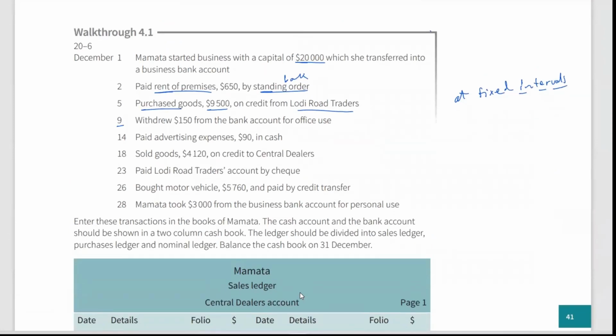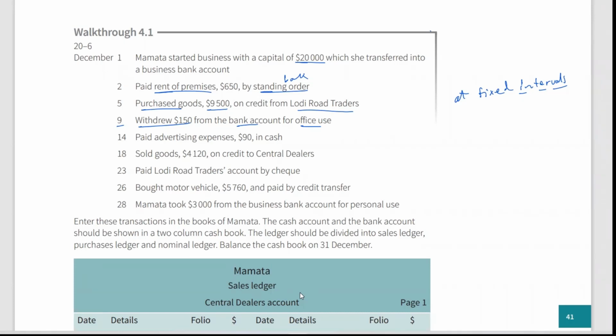Number 9, on 9th December, withdrew $150. Withdraw doesn't mean drawings necessarily. It is for office use. It's not for owner's use. So withdrew $150 from the bank account for office use. Now, again, what's going to happen here is you may think two accounts that are involved are bank and office. No. There's no such account as office. The two accounts we are currently bringing up are bank account and cash account, isn't it?